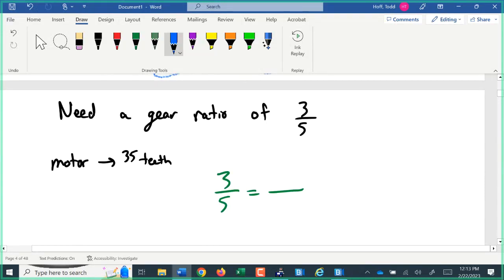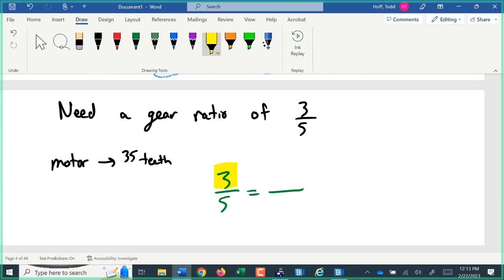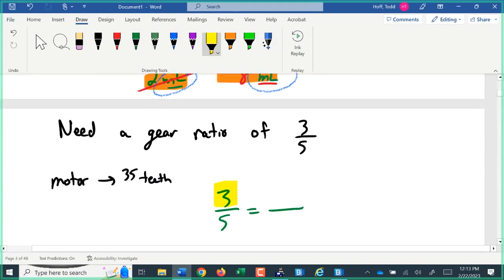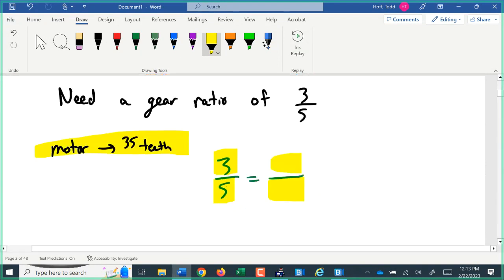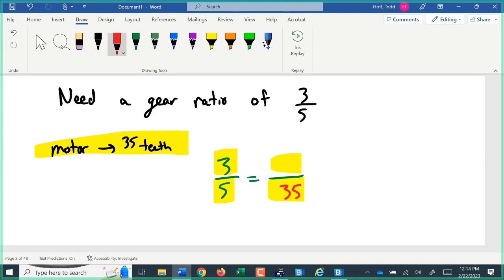So what do we line up? Well, we line up things that describe the same thing. Remember, in our gear ratio, this top number was the driven gear, the one that was being driven by the other one. The bottom number is the driving gear. So whatever goes over here has to be the driven gear matching up with the top. What goes here has to be the driving gear matching up with the bottom. Well, the gear on the motor would be the driving gear. So that's 35 teeth is going to go on bottom.